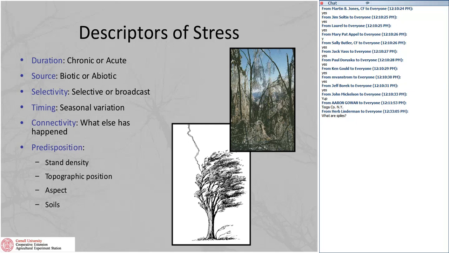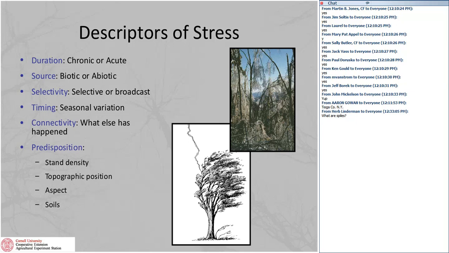So you're building a body of information here that helps you understand what that stress is and how to manage it. Recognize that a lot of times, by the time you know that a stress is there, the damage has been done. So you can't prevent it, you can't correct it; you have to deal with whatever has happened.